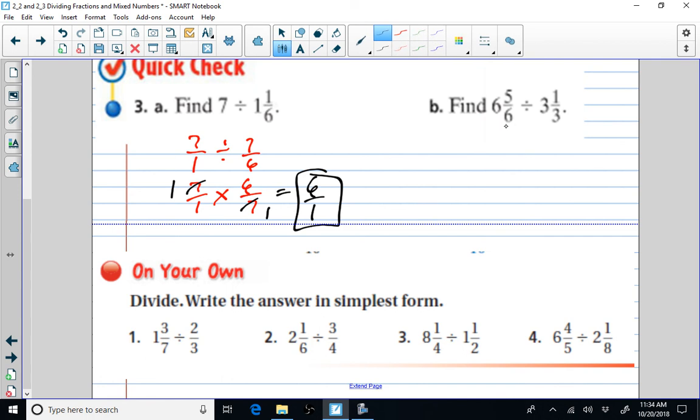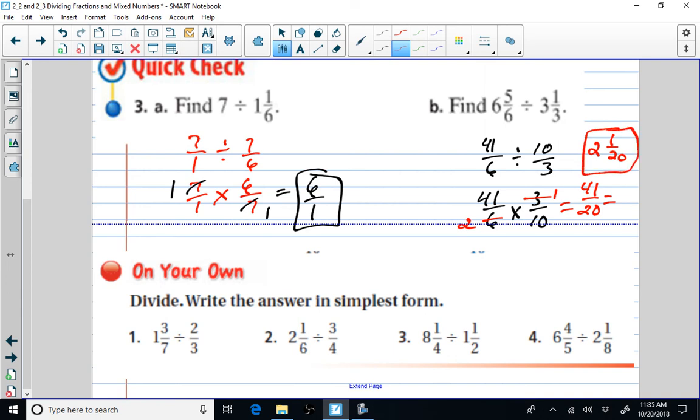Write everything as a fraction first. 6 times 6 is 36. 36 and 5, we get 41 over 6. Divided by 3 times 3 is 9 plus 1 is 10. It's 10 over 3. Multiplied by the reciprocal, 41 over 6 times the reciprocal of 10 over 3 would be 3/10. I look to see if I can divide out. I can divide out 3 and 6. That becomes 2. That becomes 1. I multiply numerator times numerator. That's 41. Denominator times denominator. 2 times 10 is 20. As a mixed number, 20 goes into 41 2 times with 1/20 left over. So 2 and 1/20 would be correct.